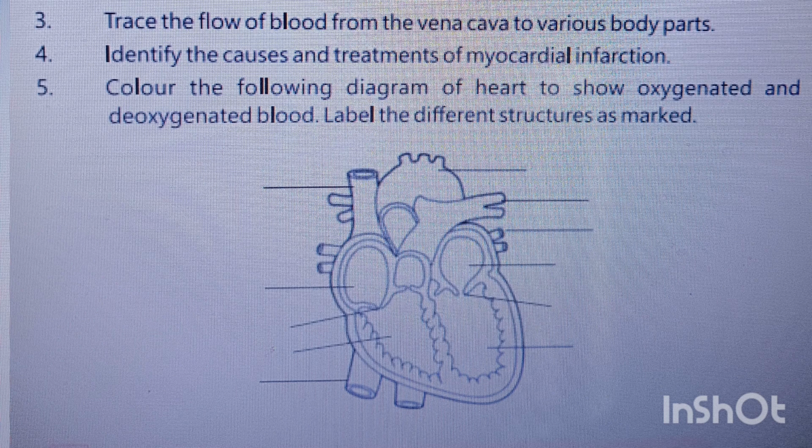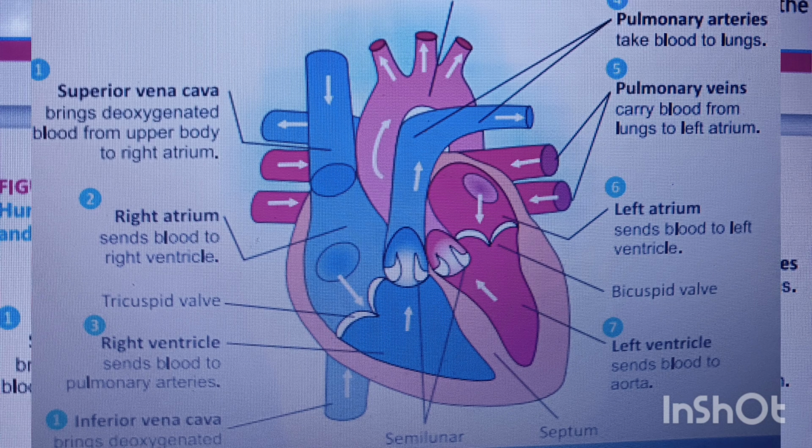Next, students, you can see a diagram where they ask to show oxygenated and deoxygenated blood, so you should color it using red and blue colors. However, this will not appear in the exam and is not that important, but you must memorize its labeling exactly as it appears on your screen.